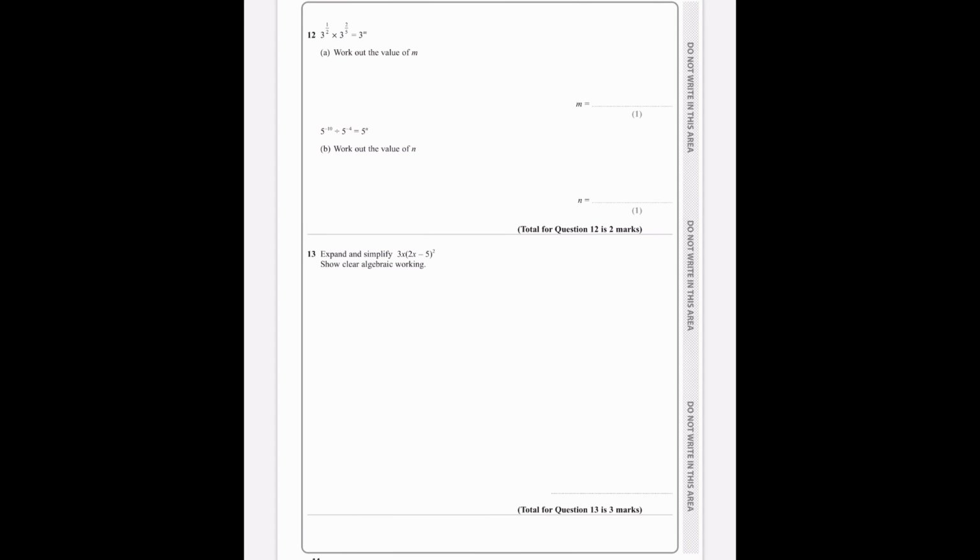Okay, question number 12, to find the value of m. Well, we need to add the powers, so 1/2 plus 2/5. It's the same as 5/10 plus 4/10, which is 9/10. 0.9 is perfectly acceptable. For B, we're carrying out a division, so when we're dividing numbers with the same base, we subtract the powers. -10 subtract -4 is -6.